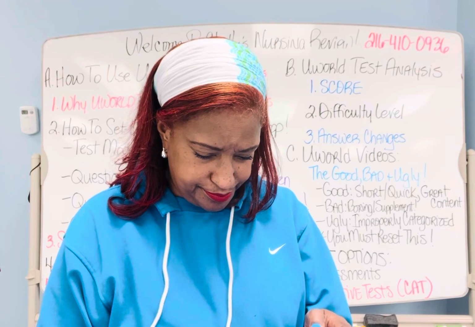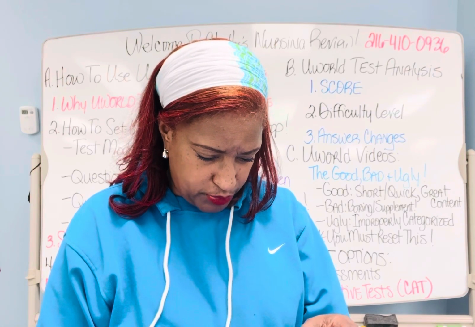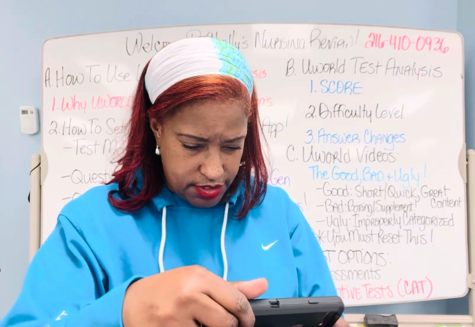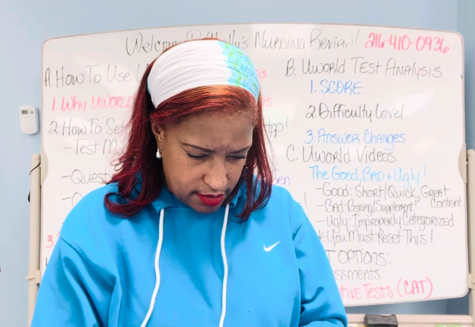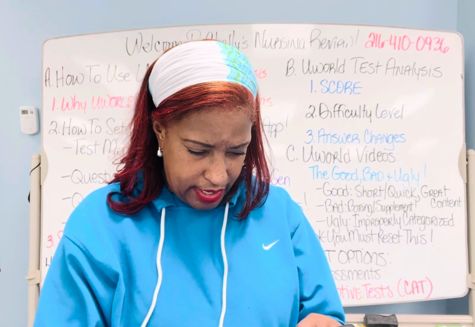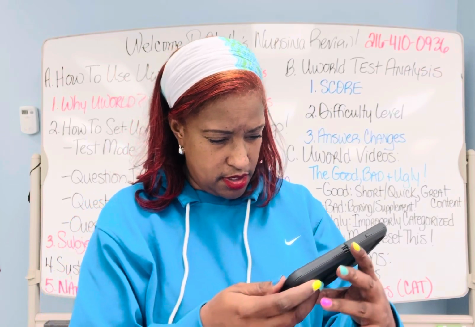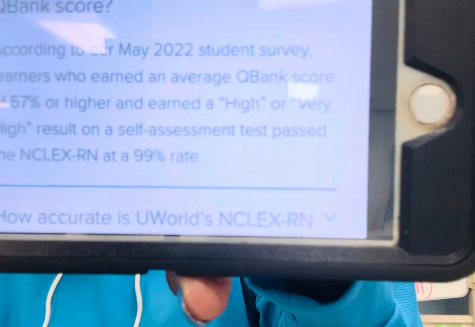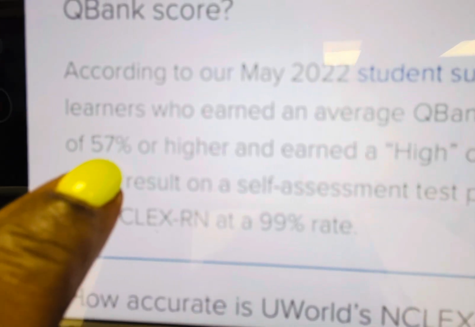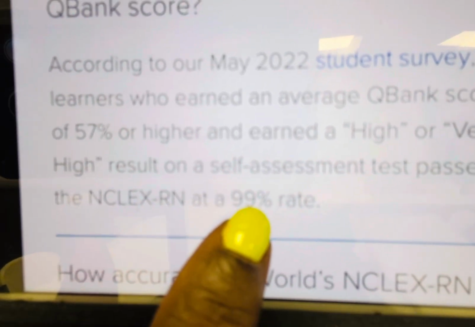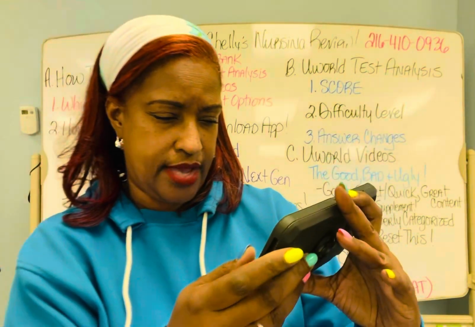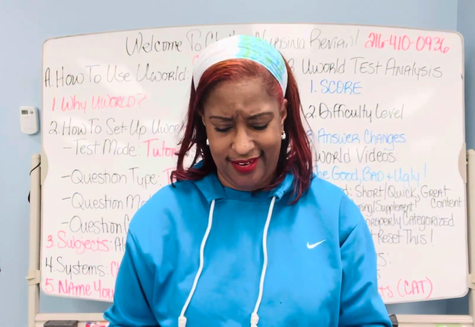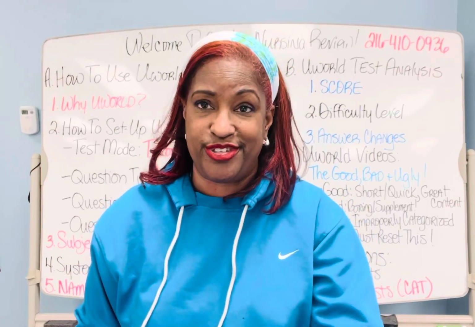Here we go. You ready? You ready, boo? Okay, here we go. I want you to see this BS. Real BS. Now, I'm telling you, it's BS. Here we go. It says a score of 57%, 99% chance of passing this NCLEX. It's all BS. You know it's BS. Why do you know it's BS? Because I got those students in my class.